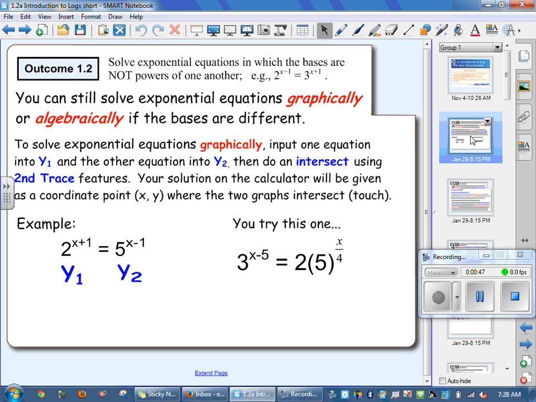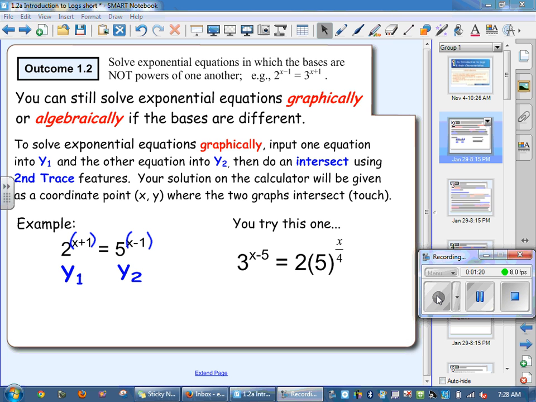Now, let's look first at the example on the bottom left. Everybody take a few moments and put the equation on the left, 2 exponent x plus 1, into y1. But don't forget, because you have exponents with more than one thing, it needs to go in brackets. Then on the right-hand side, scroll down to y2, and you're going to put in base 5 exponent x minus 1, again in brackets. Okay, I'll give you a couple minutes to do that. Push play when you're ready.